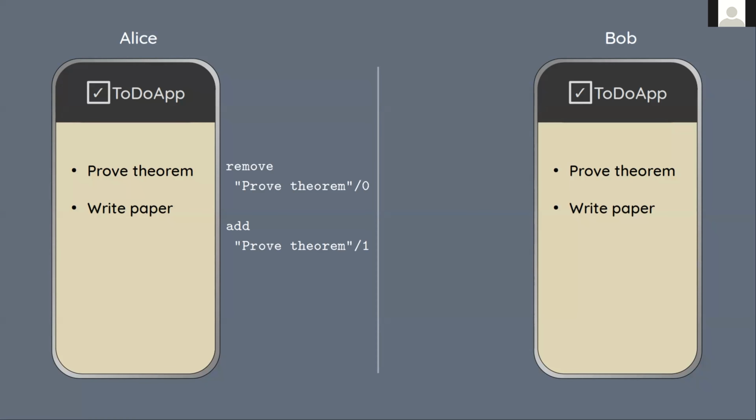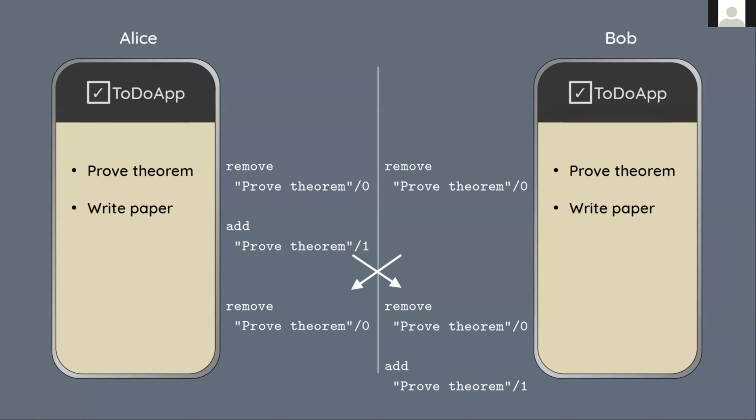When she re-added it, she had to add it with a different ID because prove theorem with ID 0 was already in the removed set. So adding it with the same ID would have remained absent. So she adds it with a fresh ID 1. But then suppose in parallel, Bob also decides he's proved the theorem and removes it. After they synchronize, they will apply each other's operations. And the resulting state will be that prove theorem appears on the to-do list. ID 0 has been removed by both sides, but ID 1 has been added by Alice and never removed. There are no instances of remove with ID 1, so it should be on the list.